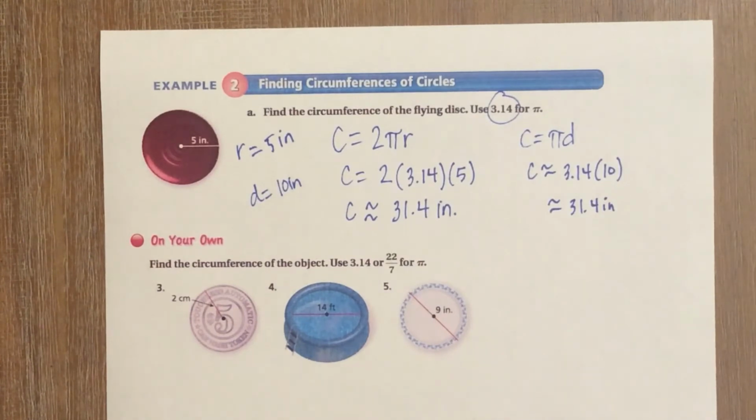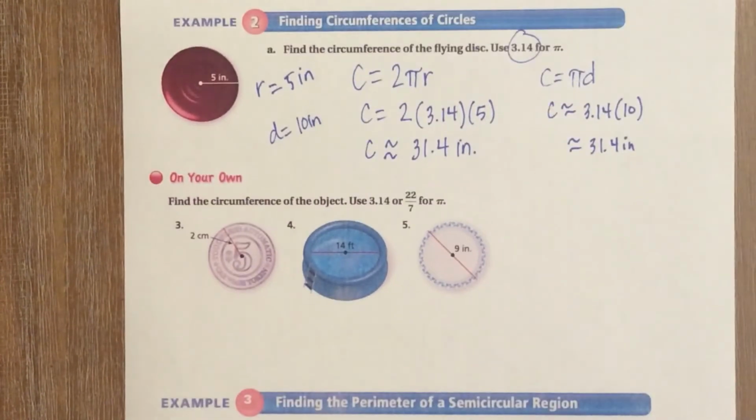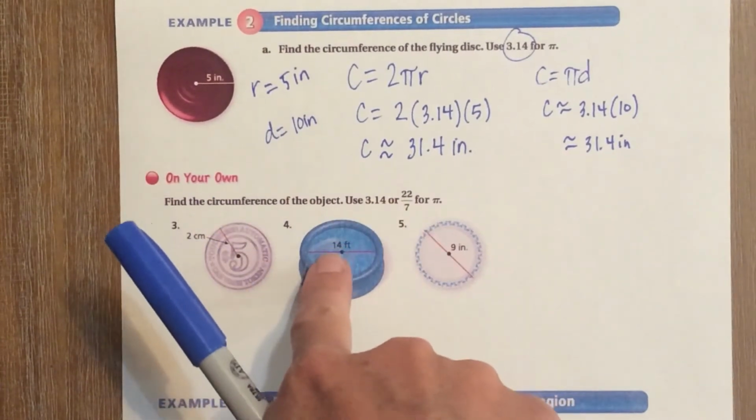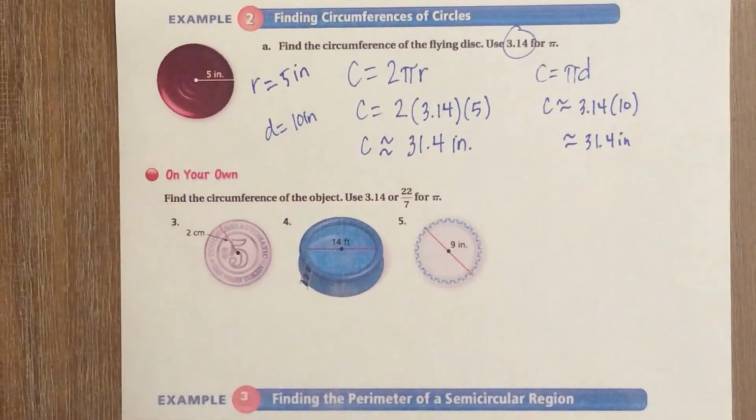All right, I want you to try these 3 questions here, so pause it. Again, it says use 3.14 or 22/7. Sometimes this one's easy to use when you have things that are multiples of 7 because it cross cancels nice and easy, but use whatever you'd like, okay? So pause it and give it a try.